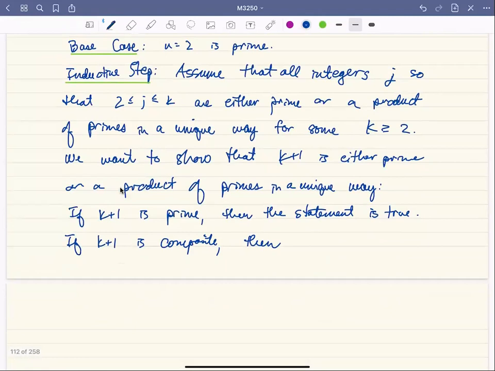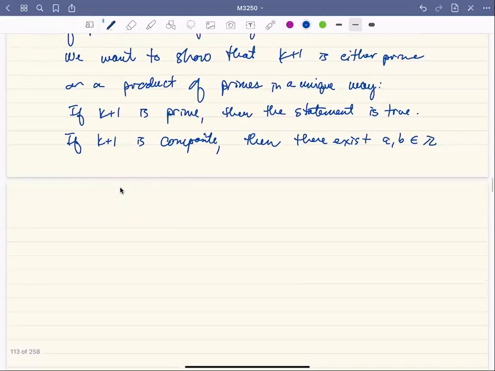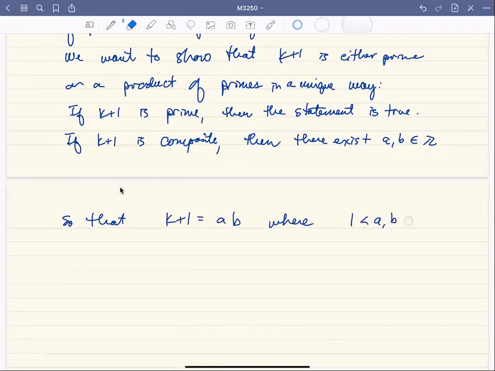So if k plus 1 is composite, then there exist integers a and b so that k plus 1 is equal to a times b, where a and b are at least 2 and at most k. Let me be consistent: less than k plus 1. I could write it like this, or you could write it as a and b are greater than or equal to 2, but less than or equal to k.